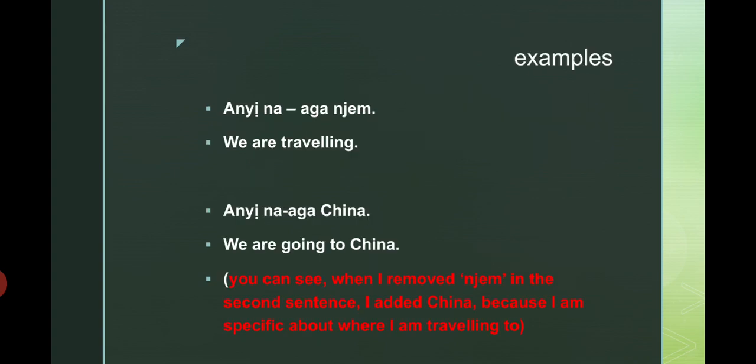Anyị na-aga njem. We are traveling. Anyị na-aga China. Now you see, we are going to China. So you can see when I removed njem in the second sentence, I added China because I'm specific about where I am traveling to. So if you don't want to say anyị na-aga njem, but you want to be specific, you say anyị na-aga China. Okay?